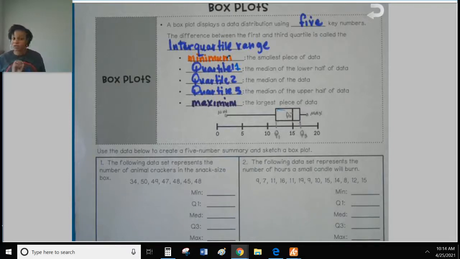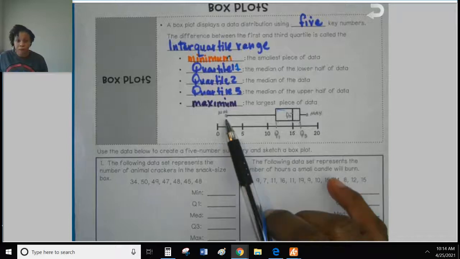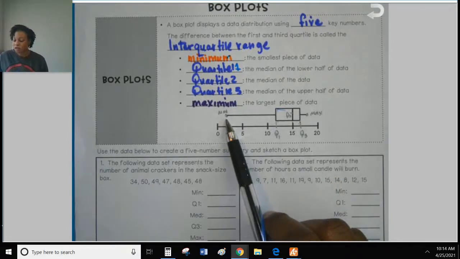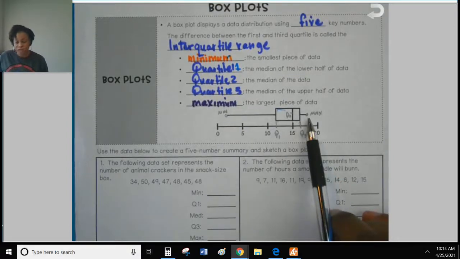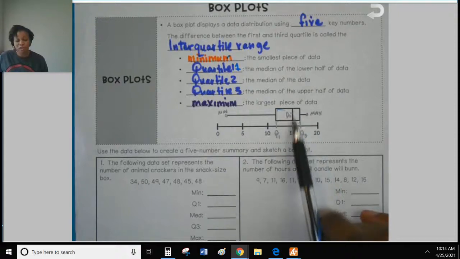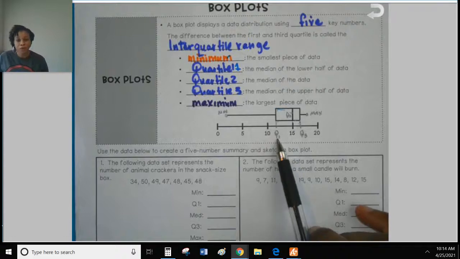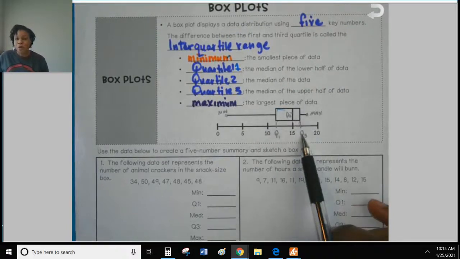So far, we've looked at the dot plot, we looked at the stem and leaf plot, we've learned about histograms. Now is our time to learn about a box plot. A box plot displays a data distribution using 5 key numbers. Those key numbers are the minimum, that is the smallest piece of data, the maximum, which is the largest piece of data. We have the median, which is the middle of the data set. We have the Q1 or quartile 1, which is the median of the lower half of the data set. And we have Q3, which is the median of the upper half of the data set.